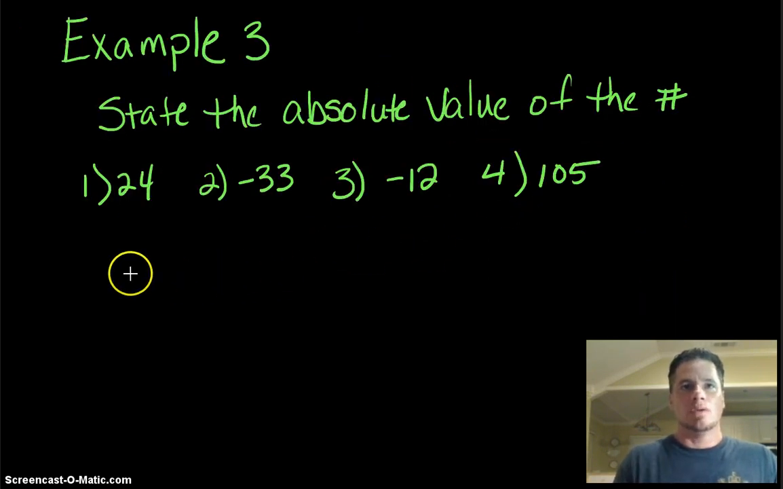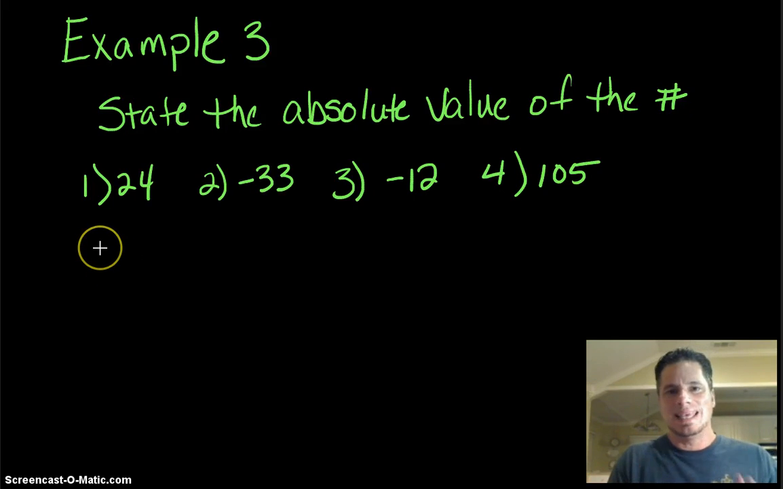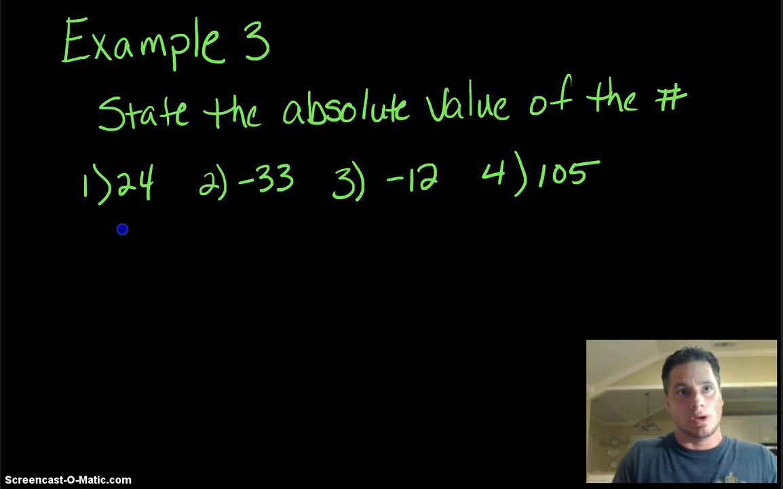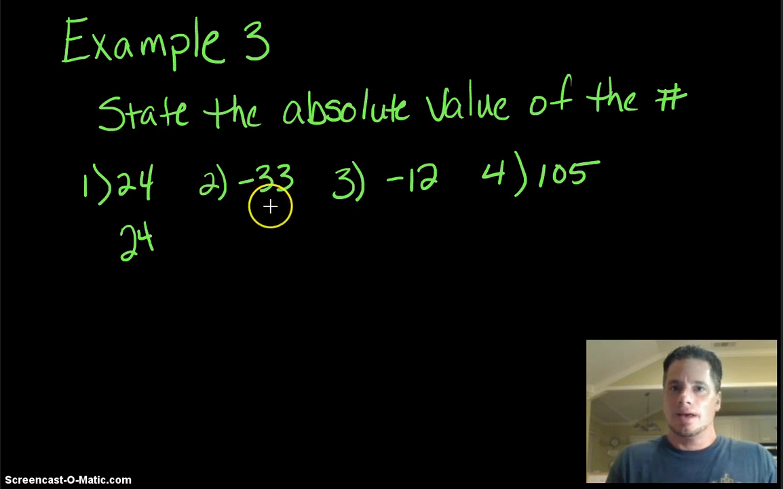Absolute value of a number. Remember, I said the absolute value is the distance from 0. The number's distance from 0. Okay, so it's a positive answer. No matter what kind of number you're dealing with, you're going to get a positive answer. So let's look at 24. How far is 24 from 0? Well, that's pretty easy. It's 24 units. So 24 is the absolute value of 24. Now, how far is negative 33 from 0? Well, it's a positive measurement, but it's 33.